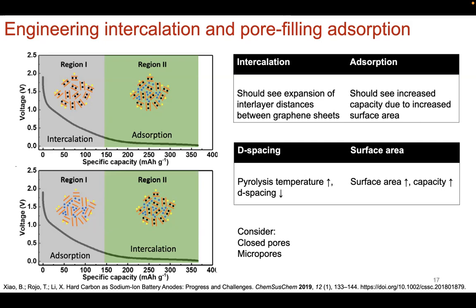D-spacing decreases. So should I limit my pyrolysis temperature? Or if you think, okay, I want to try to maximize this specific capacity as much as possible, in which case I should increase my surface area, and keep on increasing the pore volume for sodium ion intercalation. So depending on which school of thought you subscribe to, and there's evidence for both, it does affect how you engineer your material.